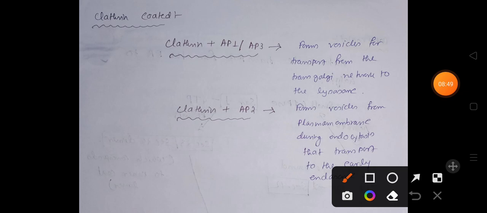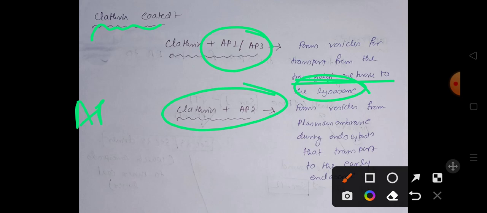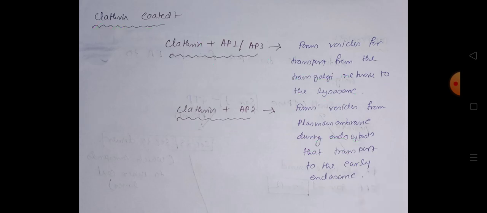Now these Clathrin coated vesicles have many subtypes depending on which type of adapter protein they have assembled with. If that Clathrin protein has assembled with AP1 or AP3 adapter protein, the vesicle will be formed from the trans-Golgi network and it will be transferred to the lysosome. And if that Clathrin protein assembles with AP2, the vesicle will be formed from the plasma membrane during endocytosis and it will be transported to the early endosome. So that is the case in Clathrin.